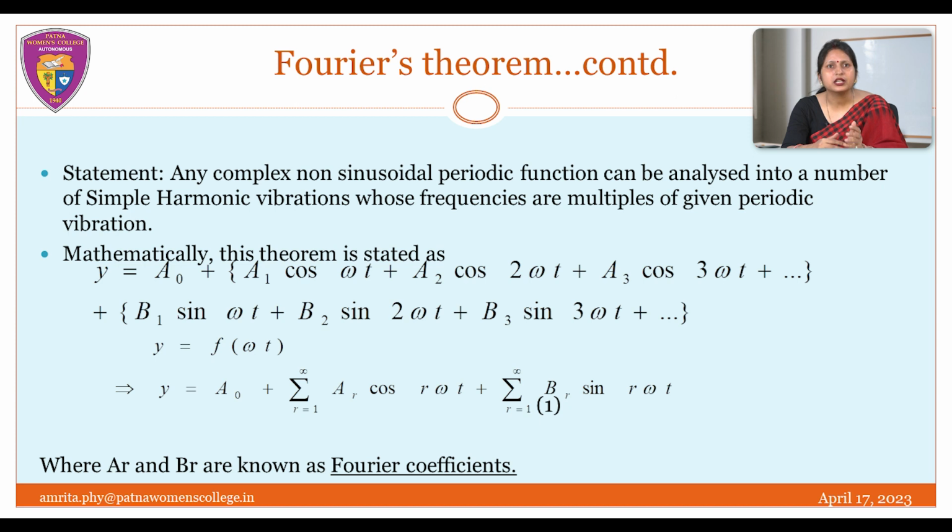In expression, it is written as y equals a naught plus a1 cos omega t plus a2 cos 2 omega t plus a3 cos 3 omega t plus b1 sin omega t plus b2 sin 2 omega t plus b3 sin 3 omega t and so on. It can be written in the form of a summation also, with one constant term a naught and one cosine and sine series. Here a naught, ar and br are known as Fourier coefficients.